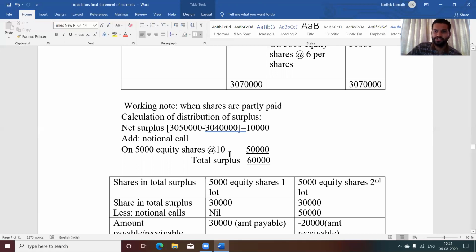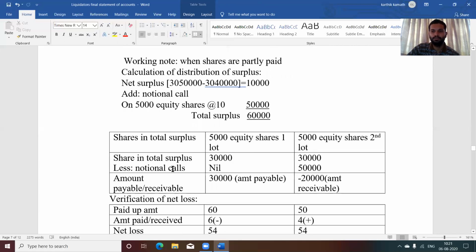So what about preference shares? Preference shares have priority over equity shareholders, unless they have mentioned in the problem that they have no priority, in which case preference shares are treated on par with the equity shareholders. So now you know total surplus. The next working note you need to do is share in total surplus.